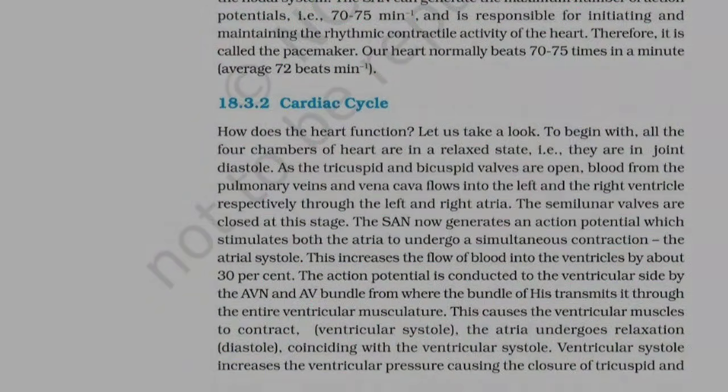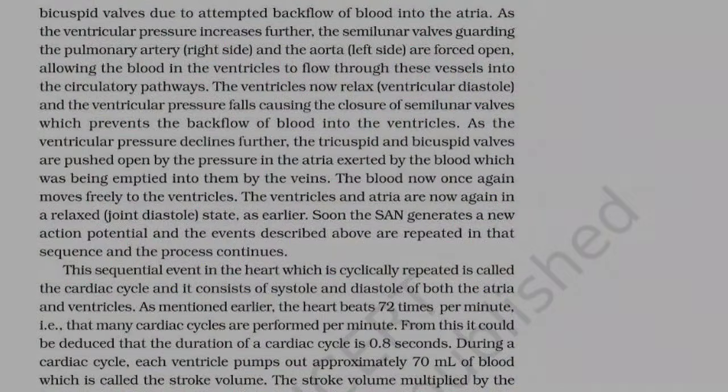Ventricular systole increases the ventricular pressure, causing the closure of the tricuspid and bicuspid valves due to attempted backflow of blood into the atria. As the ventricular pressure increases further, the semilunar valves guarding the pulmonary artery, right side, and the aorta, left side, are forced open, allowing the blood in the ventricles to flow through these vessels into the circulatory pathways. The ventricles now relax, ventricular diastole, and the ventricular pressure falls, causing the closure of semilunar valves, which prevents the backflow of blood into the ventricles.